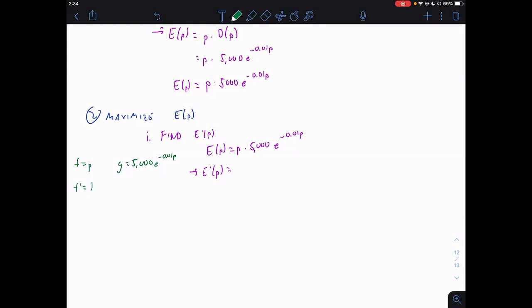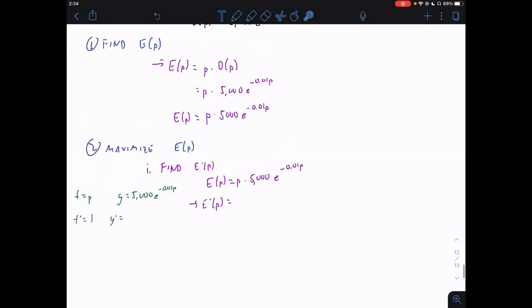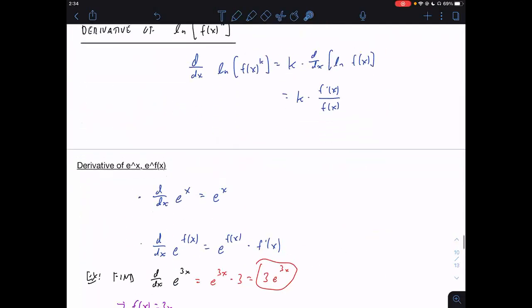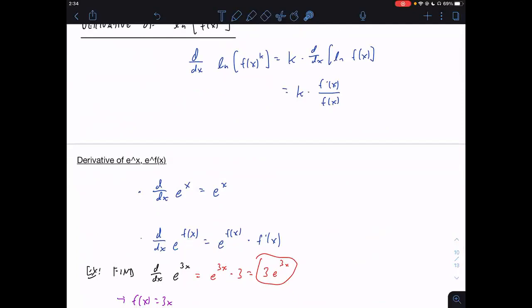All right. And then g prime, well, how would we find g prime here? Using the rule for exponentials. Again, how do we define the derivative of the exponential function? The derivative of e raised to some function is that same exponential multiplied by the derivative of the exponent.